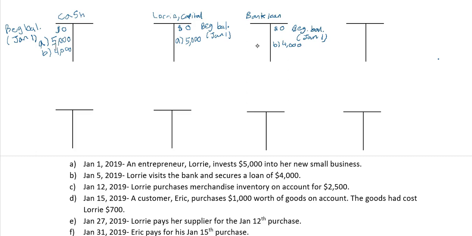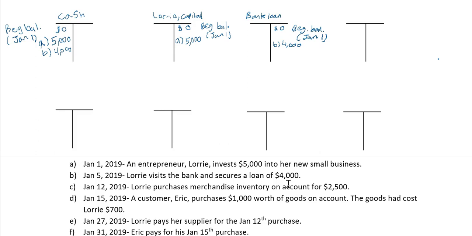On January 12, 2019, Lori purchases merchandise inventory on account for $2,500. There's a few things going on here. One, we're adding an asset to our small business. And second, we have to take note of the two words over here, on account. So on account can mean a couple of different things. In this case, it's accounts payable. We will be owing somebody money after this transaction.